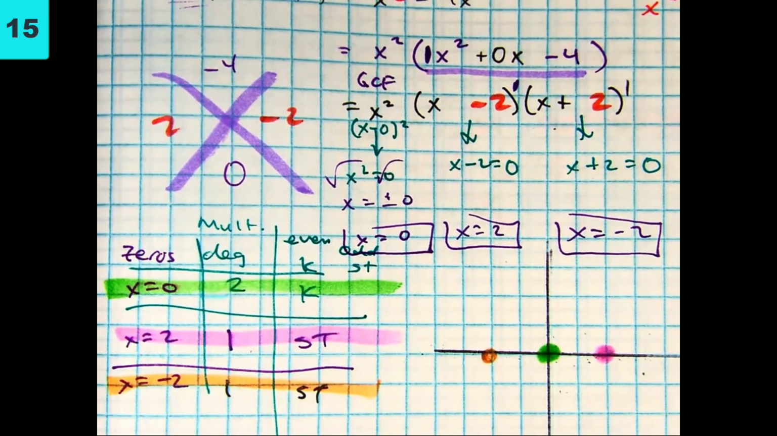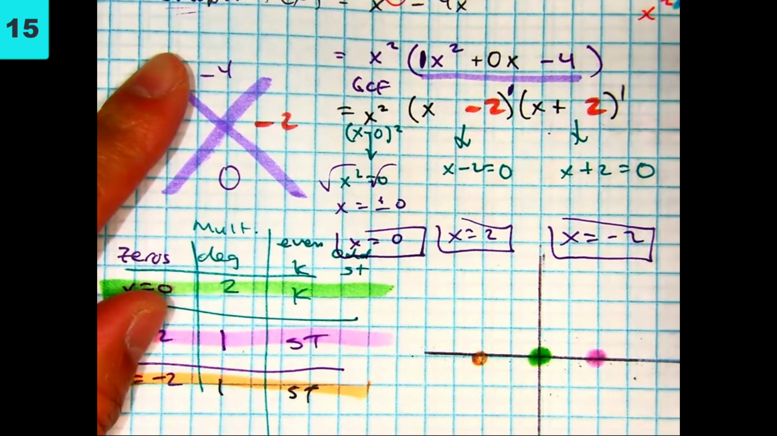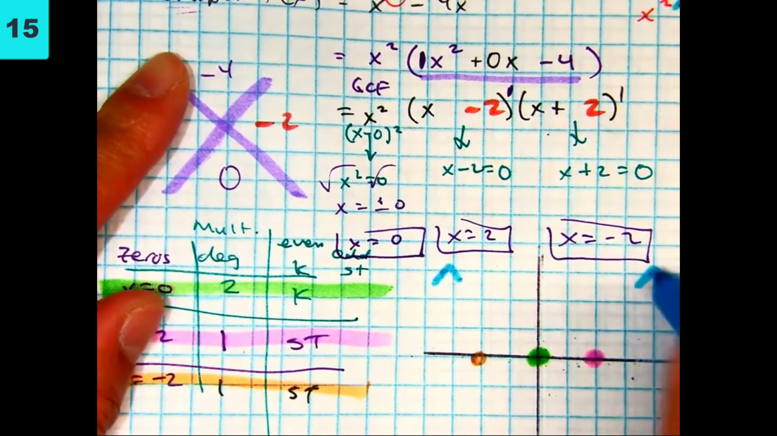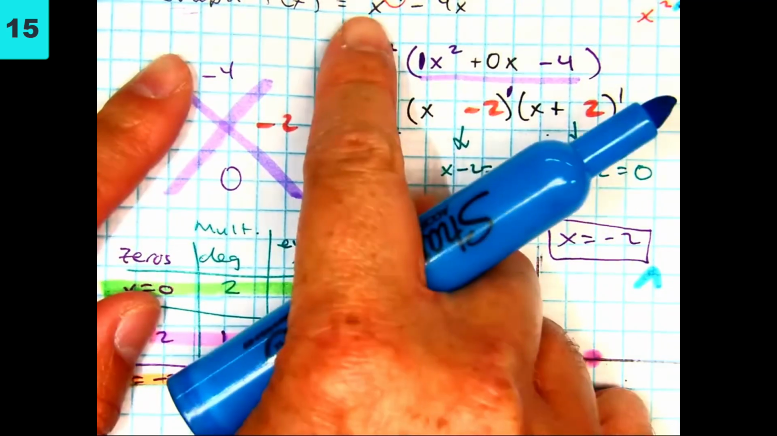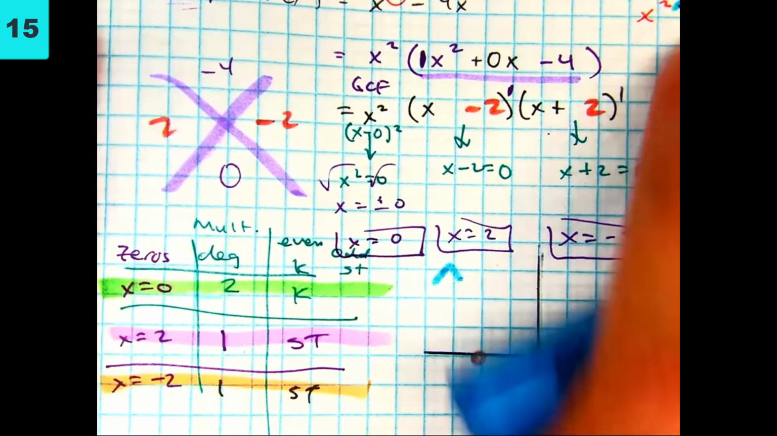I'm going to graph by my end behavior. That is starting up, ending up. And remember, we don't flip those because the leading coefficient, the a value here, is positive, so it's going to stay that way.